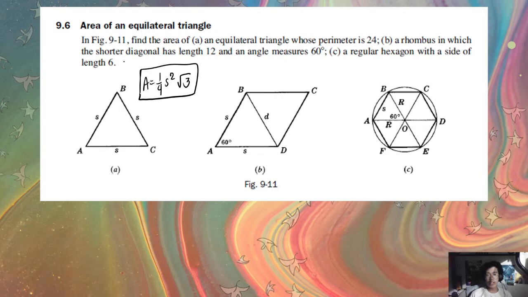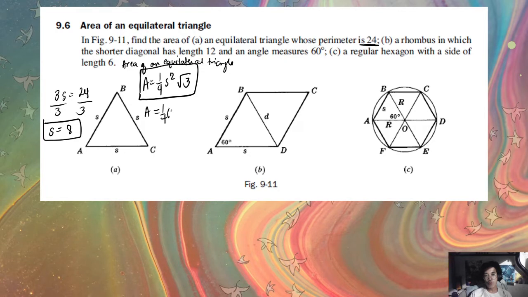For the area of an equilateral triangle, there you go. And since, according to the given, the perimeter is equal to 24, therefore 3s is equal to 24. We can divide both sides by 3 to get the value of the side of the equilateral triangle being equal to 8. Now the area of the triangle is going to be very much straightforward.